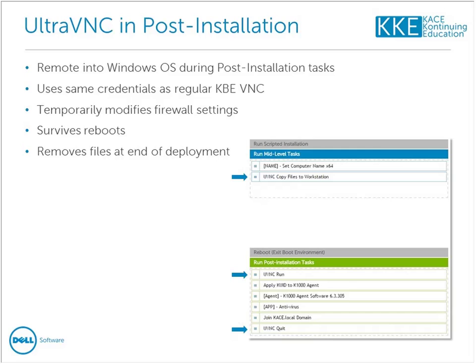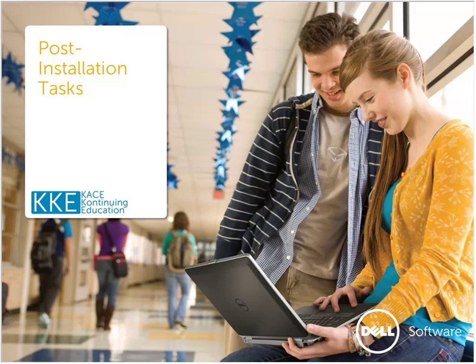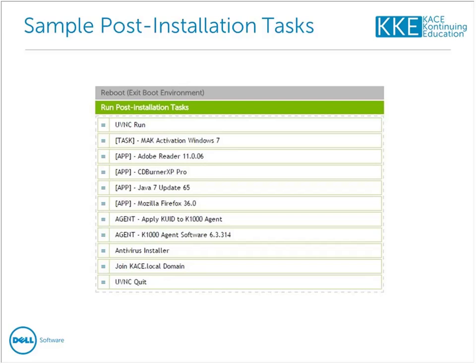So those are some of the common mid-level tasks that you'll want to use in your deployments that at least I recommend. Now let's get into the post-installation task level of things. I've given you a sample list here. Again, you can see our UVNC run and quit at the end there. What I really want to focus on with this picture is the order in which we are running our post-installation tasks. I'm running the UVNC run at the beginning, obviously, so that it's going to encompass and bookend all of our tasks.